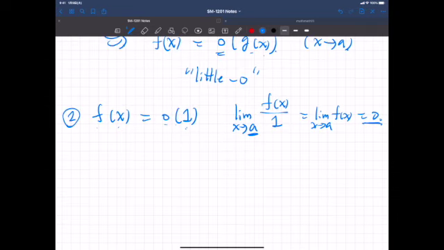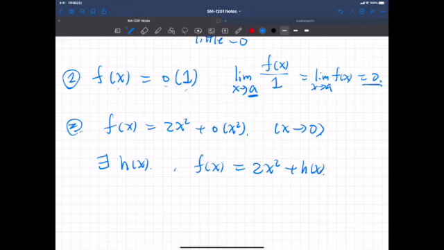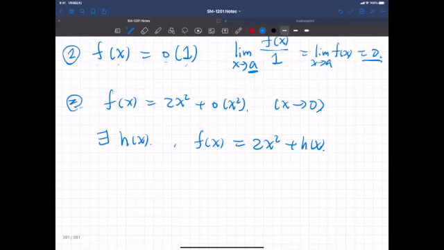And second example, if we write f of x is equal to 2x squared plus little o of x squared as x approaches 0, this means there is some function h of x such that f of x can be written as 2x squared plus h of x, and the limit as x approaches 0 of h of x over x squared is 0.